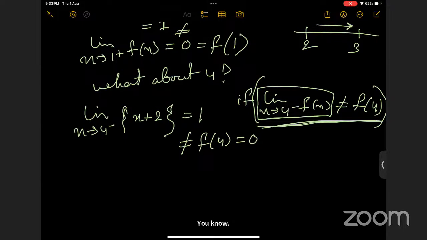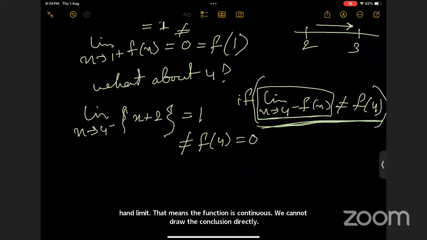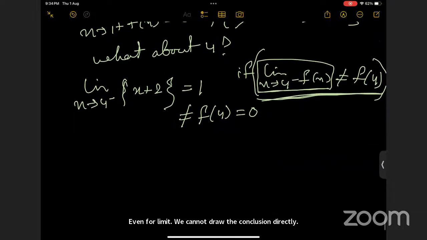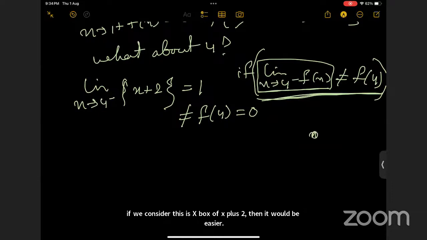So it's not always the case that if we have only one hand limit, the function is continuous. We cannot draw the conclusion directly, okay? Even for a limit, we cannot draw the conclusion directly. Ma'am, if we consider this as x minus box of x plus 2, then it would be easier because we already have the value of the box.